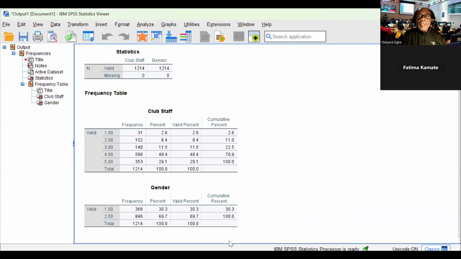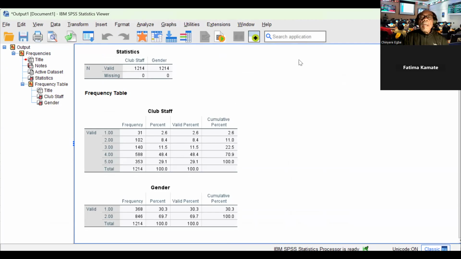Do you see the new screen? I see statistics, frequency table, club staff and gender. So yes, I do see this. All right. So now you can see that by doing what I did, I created this table. You see it? Yes, I see it.